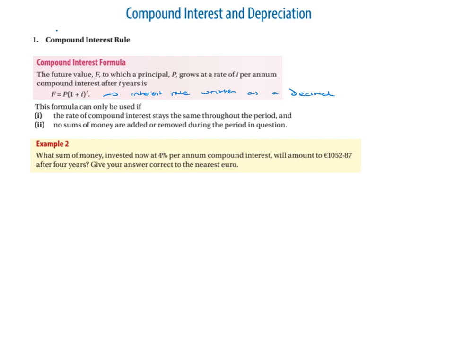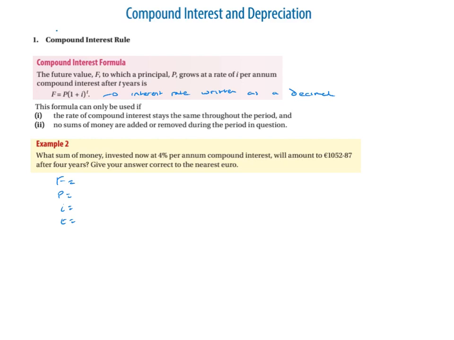So we'll just go straight through and have a look at an example here. It says: what sum of money invested now at 4% per annum compound interest will amount to 1052.87 after 4 years? Give your answer correct to the nearest euro. Whenever we do these, all we do is write down what we know: F is equal to, P is equal to, i is equal to, and t is equal to, and then we can stick them straight into the formula and rearrange and solve as necessary.